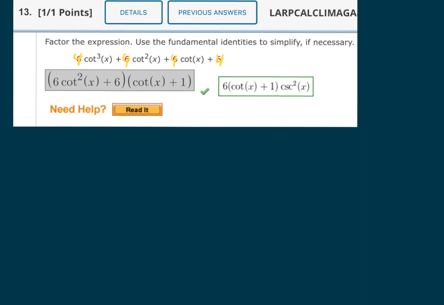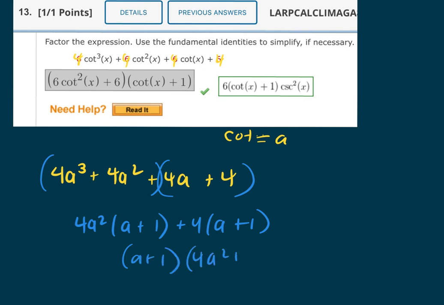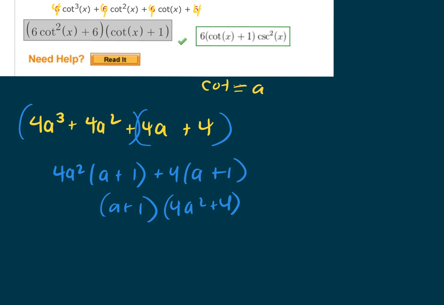So again, like we were just saying, as soon as you see the same trig function repeated, it's just like it would be x to the third, x to the second, x to the first. So this is factoring by grouping because there are 4 terms. If you make cotangent your a, then this is 4a to the third plus 4a squared plus 4a plus 4. And then you could take the 4 out all the way, or you could factor by grouping here. Take out a 4a squared, a plus 1, take out a 4, a plus 1, and then 4a squared plus 4. And your a's are your cotangents. You could have even taken it a step further and taken out this 4.